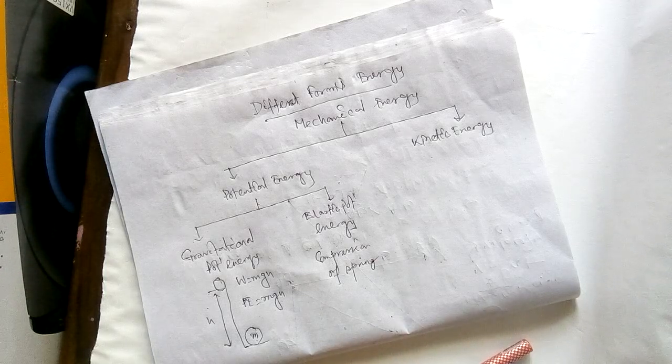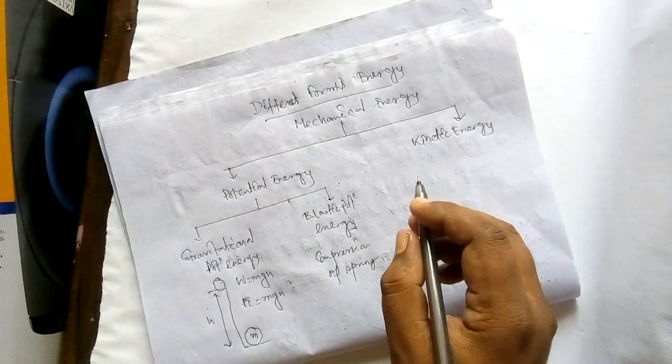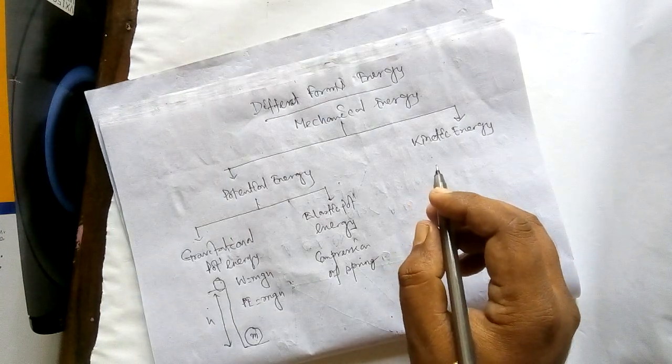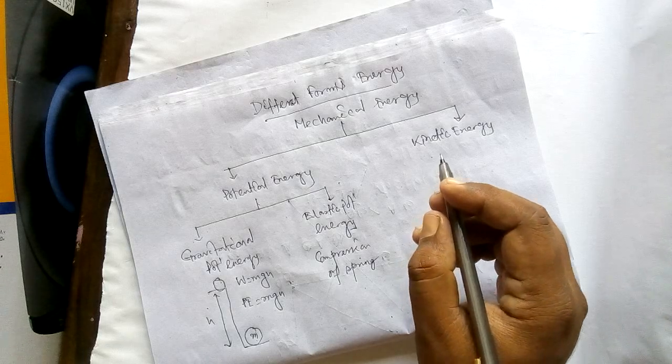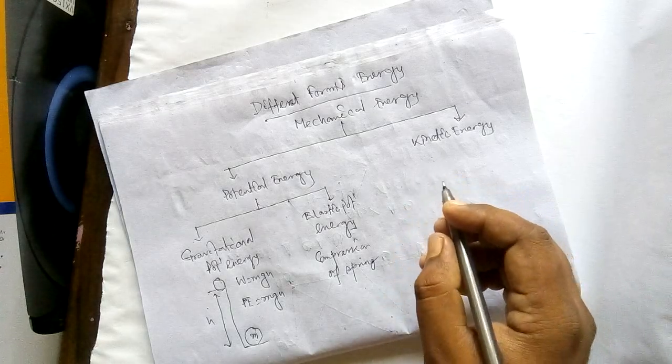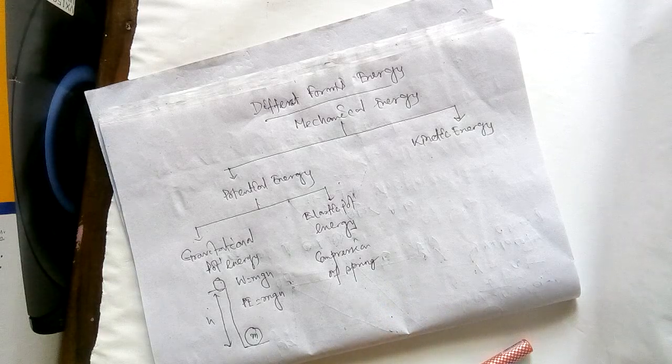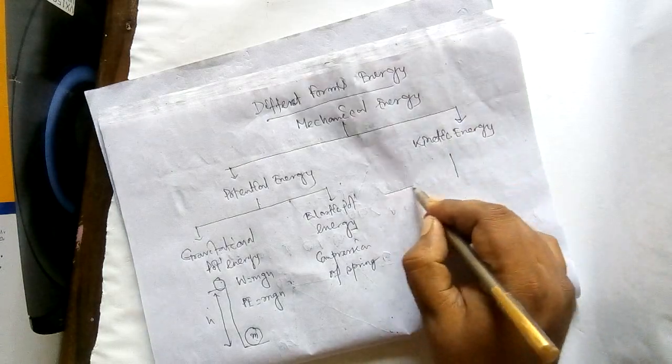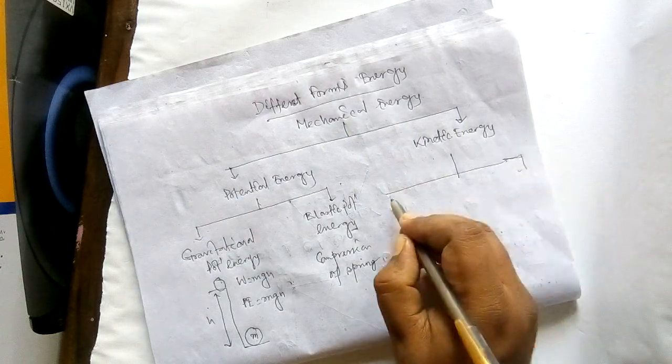Now we have to discuss kinetic energy because potential energy is comparatively easier for us. Now we will discuss kinetic energy. What is kinetic energy? Kinetic energy is the energy which is possessed due to the motion of a body. The energy possessed due to the motion of a body is known as kinetic energy. Now we have to see the types also. How many types of kinetic energies are there?